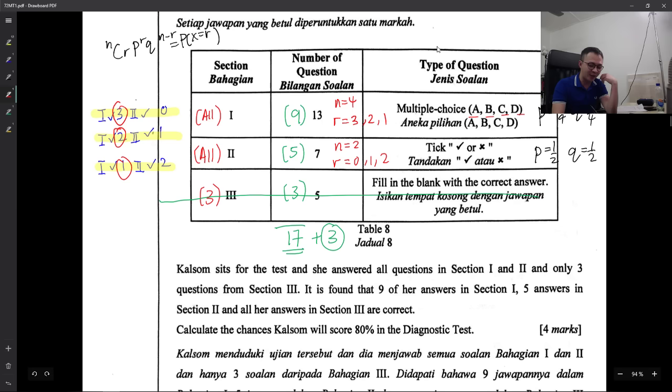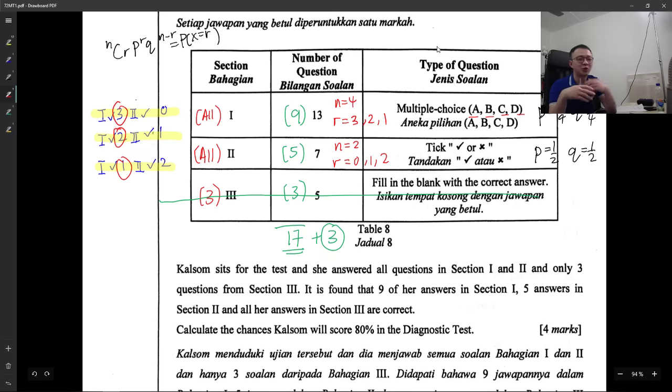This one like correct or wrong, tick or cross, only 1 over 2 chance you will get correct, right? So it's 1 over 2 for P. And just now a student asked why 3 questions? Because in order to get 80%, she needs 3 more questions to get 80%. But not 9, because it has 9. Because over here you still have how many questions? You still have 4, 2, 2 questions, which is 9 questions.